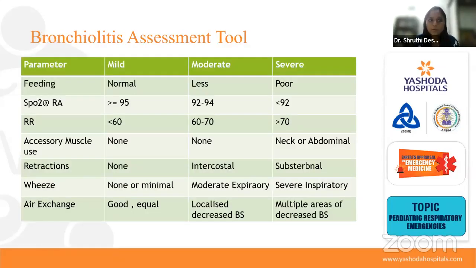So there's something called a bronchiolitis assessment tool to assess the severity of bronchiolitis, which is not commonly used, but there are a few parameters like feeding, saturation (SpO2), respiratory rate, accessory muscle use, retractions, wheeze, and air exchange, where you can classify into mild, moderate, and severe bronchiolitis.